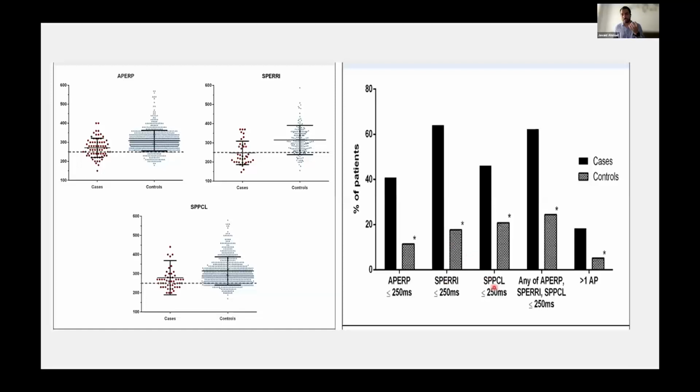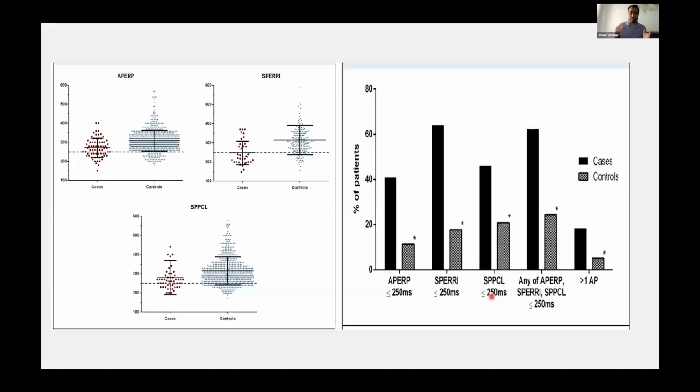Shortest paced cycle length was, on pacing, the shortest conducted RR interval, that was also significantly shorter in patients who presented with life-threatening events, and in patients who had any of these events. Okay, they were significantly much higher clubbed in cases compared to controls.